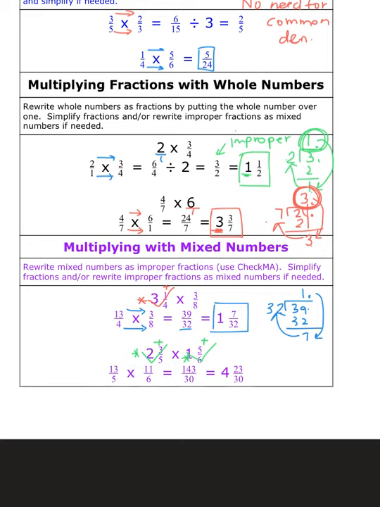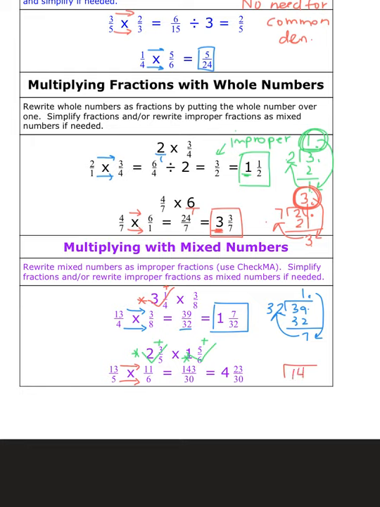Now that is ready to multiply. 13 times 11 will give you 143, and 5 times 6 will give you 30. So 143 over 30 is going to need to be changed into a mixed number.